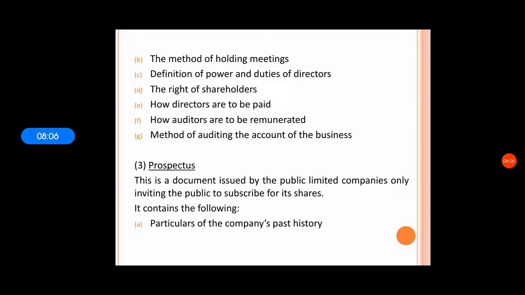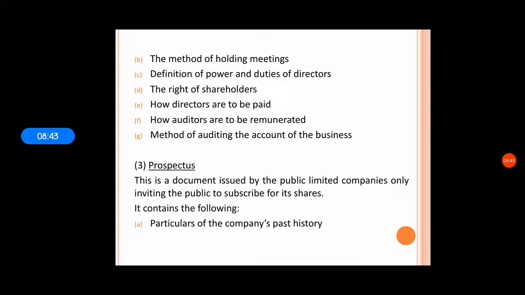Then the next one we'll discuss is what we call the prospectus. A prospectus is an invitation to the public to buy shares. It's like when you are selling goods and you are advertising your goods for people to see. That's what we call a prospectus. And a prospectus is only used by public limited liability companies because they are the only ones that have the right to call the public to subscribe to their shares or to buy their shares. A private limited liability company does not do that.